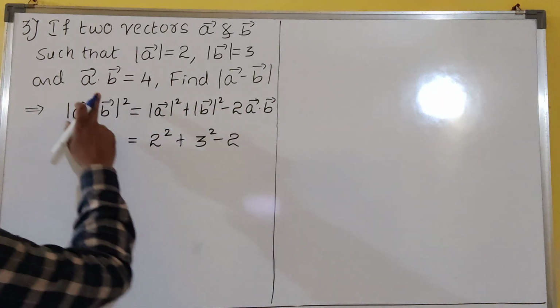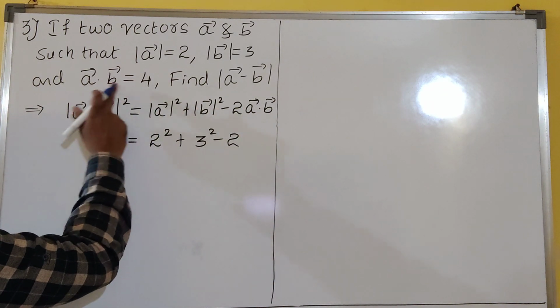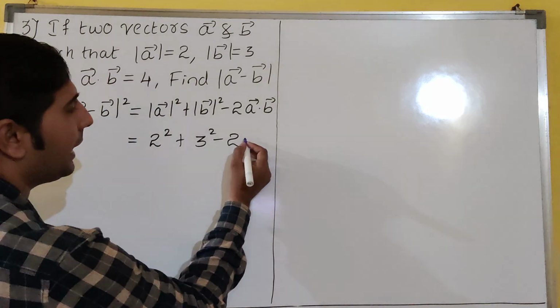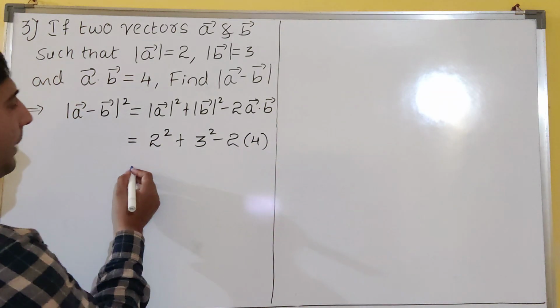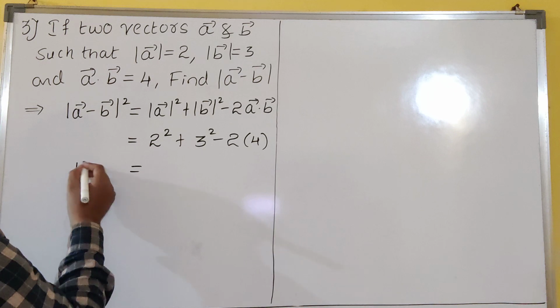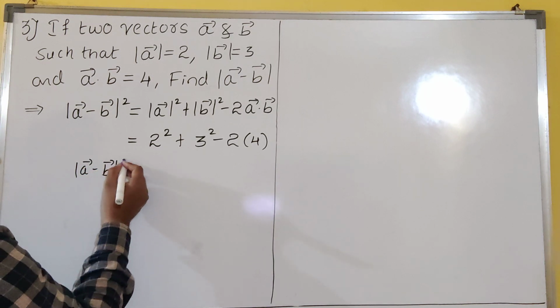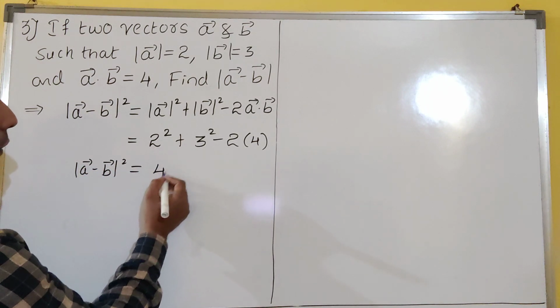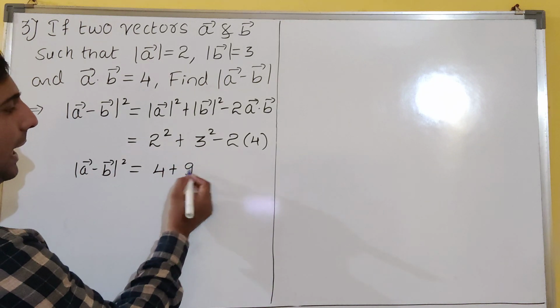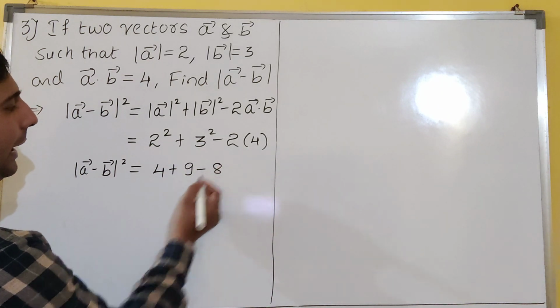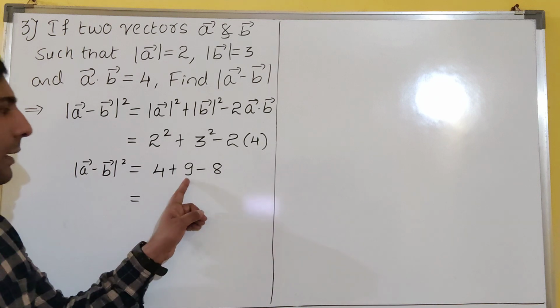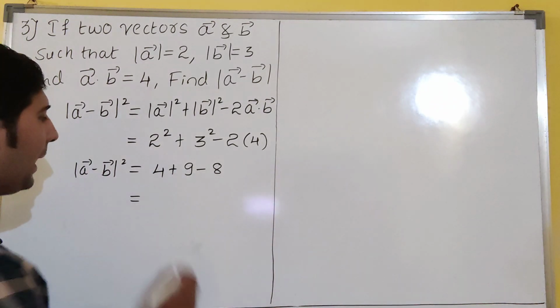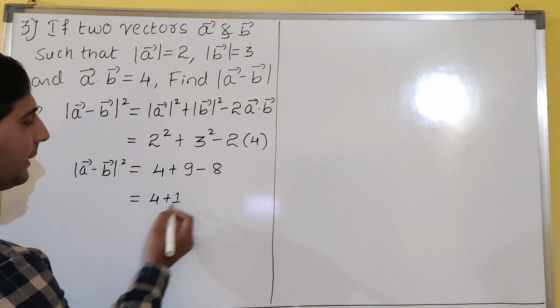A dot B is also given here, that is 4. So how much will it become? You can see magnitude of vector A minus B whole square is 2 square is 4, 3 square is 9, 2 4s are 8, dear students. Now see, 9 minus 8 is 1. So 4 plus 1 is how much?